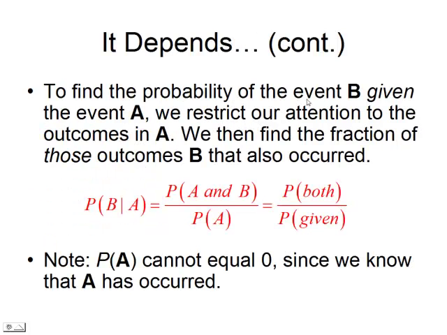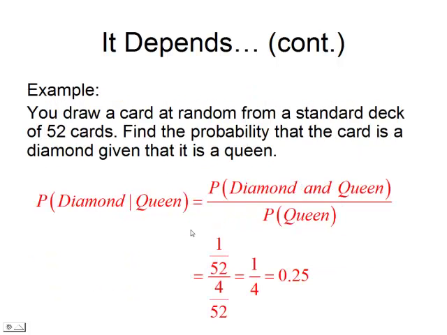To find the probability of the event B given the event A, we restrict our attention to the outcomes in A. We then find the fraction of those outcomes B that also occur. So the probability of B given A is equal to the probability of A and B divided by the probability of A. In other words, the probability of both events occurring divided by the probability of the given occurring. Note the probability of A cannot equal 0 since we know that A has occurred.